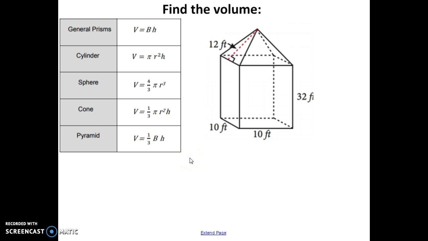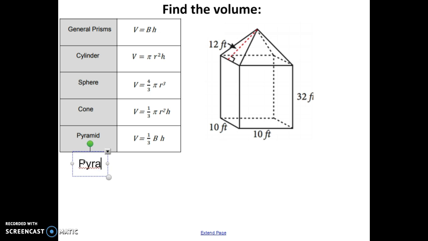Okay, this one is a composite volume. If you notice, you have the prism at the bottom, and then you have a pyramid on the top. Now, there's a formula for the pyramid. Again, that capital B is the base area of the pyramid. So if we do the pyramid first, if we look at the base of the pyramid, that would be this square that's right here. So this square is the same as the square on the bottom.